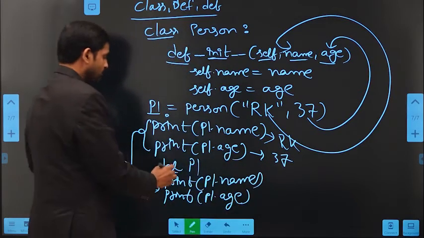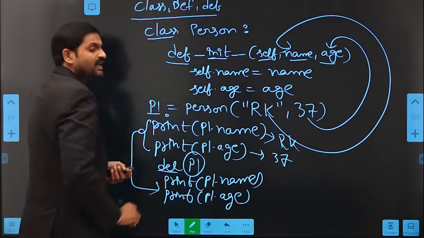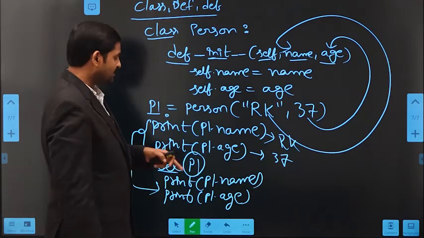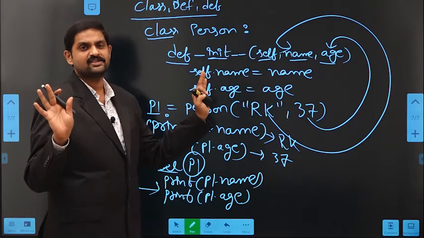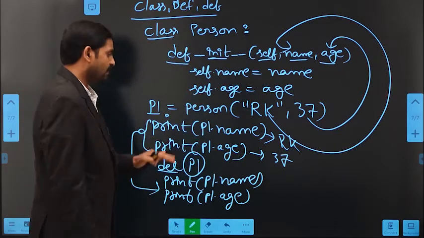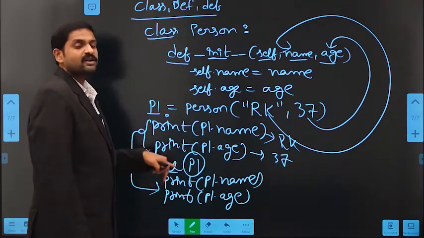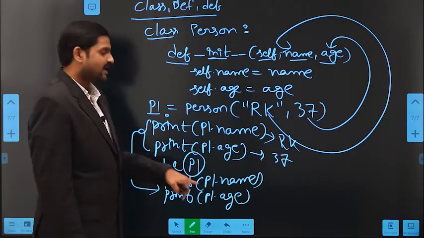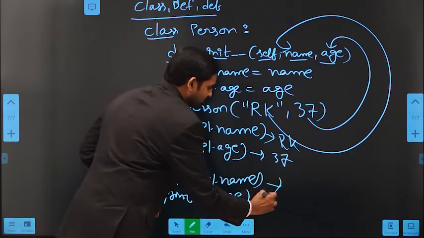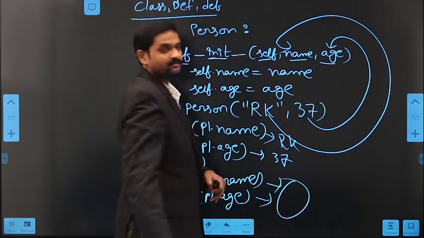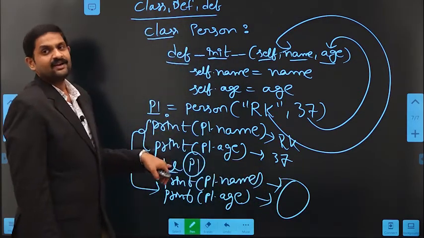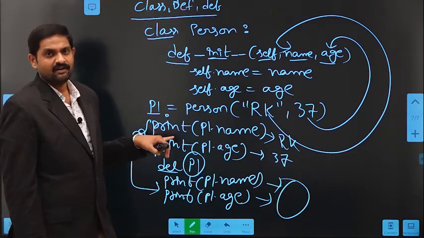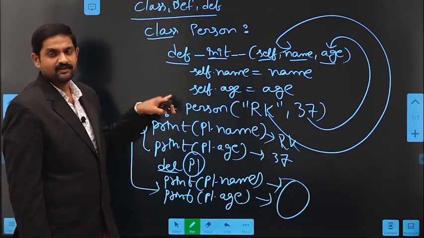Print P1.age, what does it print? 37. Now you deleted whatever values were held in the object P1. Now nothing is there in P1. Again, if you try to print the name and the age, what does it print? Nothing will be displayed. That is the achievement of the del keyword. Is it clear? Class, def, del.